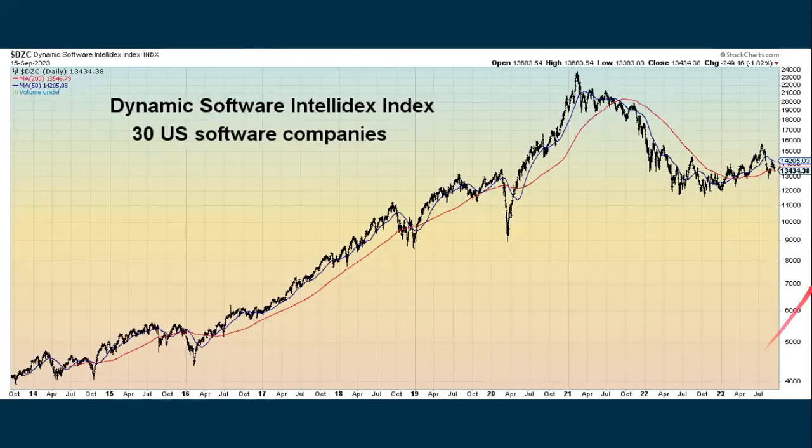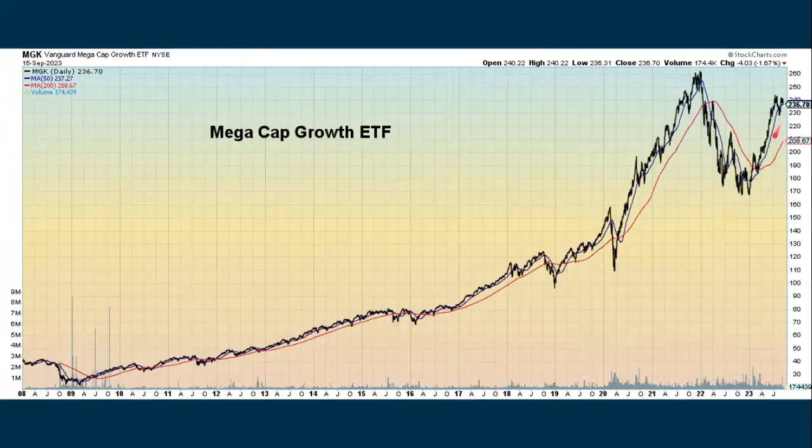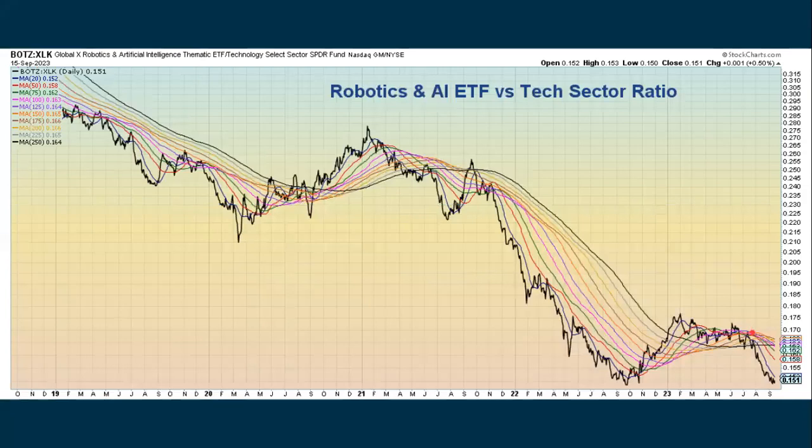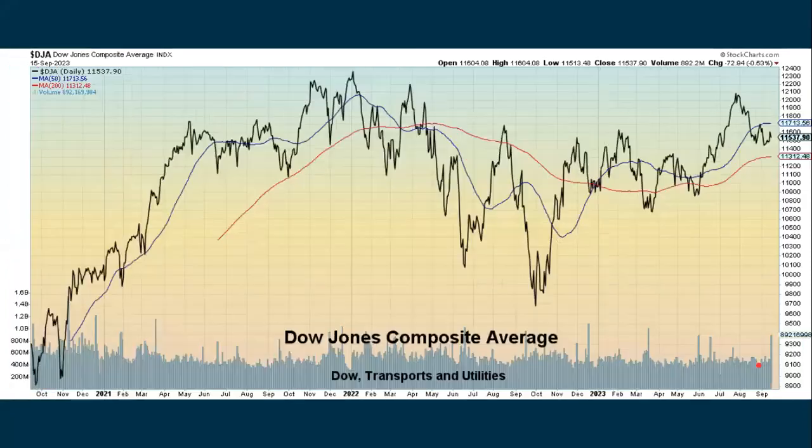We look at the biggest software companies, seeing some weakness now, coming down to their 200-day moving average, but still in an uptrend. The mega caps, these are the really big companies, are still in an uptrend, but seeing some recent weakness. We look at the robotics and AI ETF, which is all the craze right now, but the ETF is just not doing very well. And it's doing even worse when we take a ratio between the tech sector and this ETF.